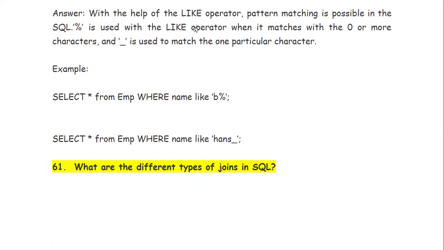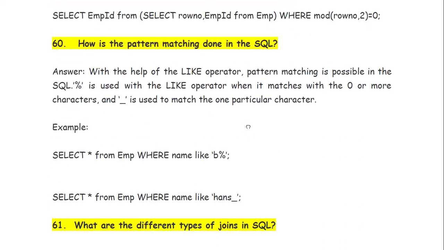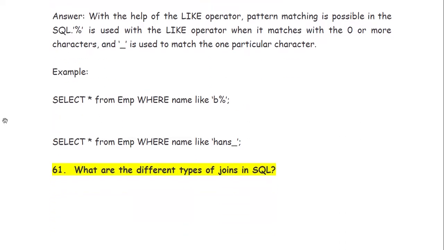So the percentage sign is used with the LIKE operator to match zero or more characters, while the underscore is used to match one particular character. In this way, we can get values starting with B, and another one where Hans is there. It's a way of pattern matching, right? I hope you are familiar with pattern matching. At least in Unix, you already did this.